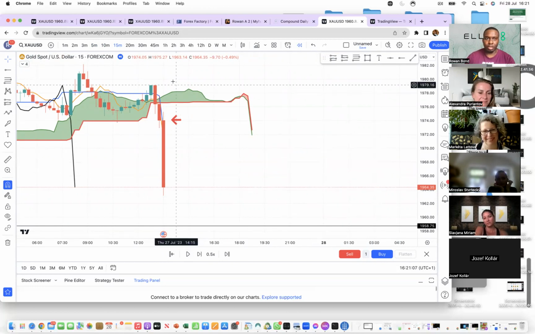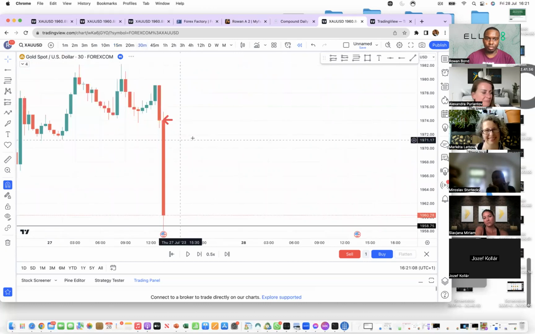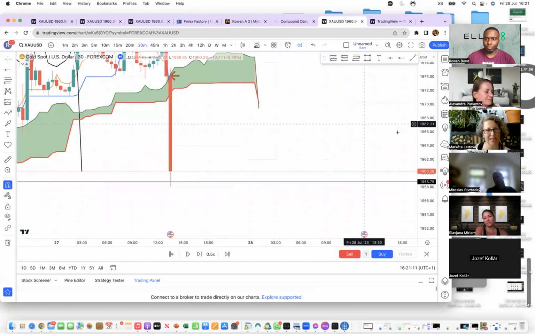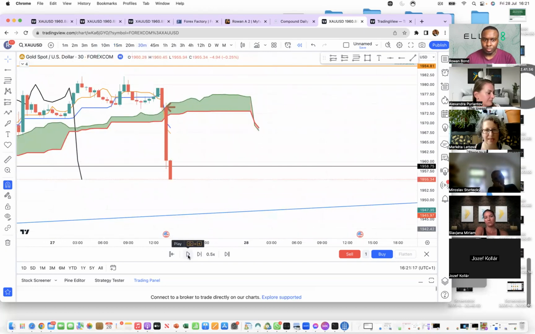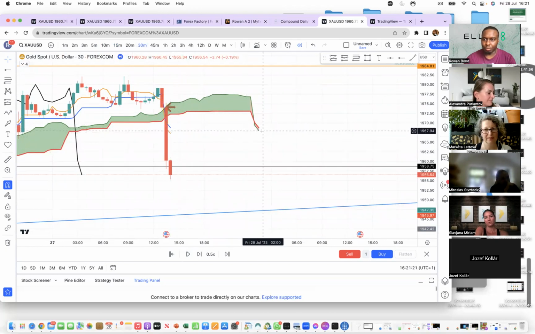So let me go to the 30-minute. Půjdeme na 30-minutový rámec a budeme pokračovat v přehrávání. Now you start to see on the 30-minute that the lines aren't pointing down anymore. Tak a tady na tom 30-minutovém rámci vidíte, že právě ty linky se oddělují a už nemíří tak přesně dolů.